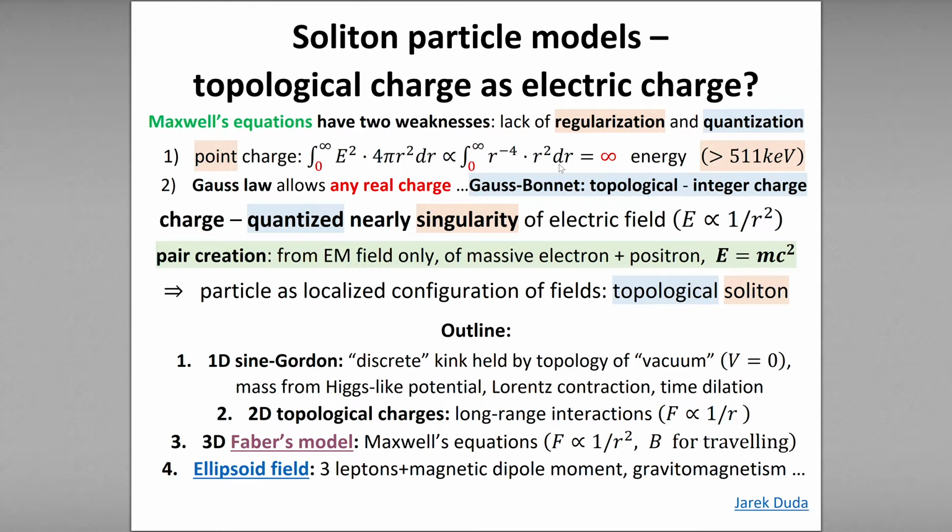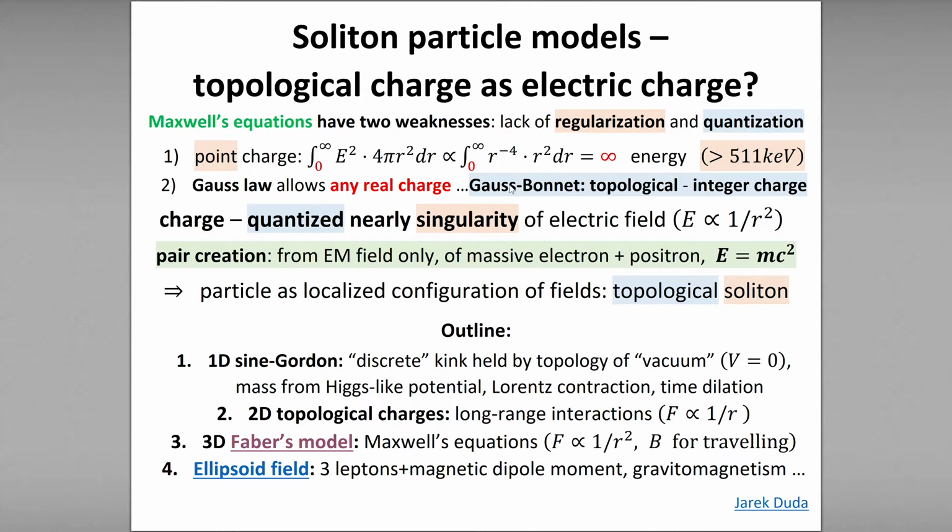Another problem with Maxwell equations is that the Gauss law allows for any charge, so there is no charge quantization. Instead, in physics we know that Gauss law only allows for integer charges, so the question is how to do it. The Gauss-Bonnet theorem is a very nice hint that it's nearly Gauss law, but it integrates curvature of a field, getting topological charge inside some closed surface. So this topological charge has to be integer.